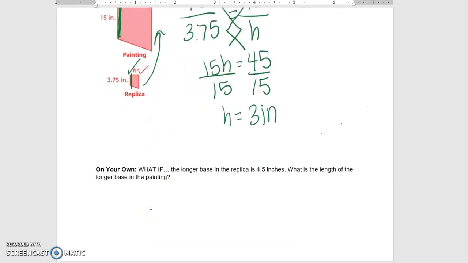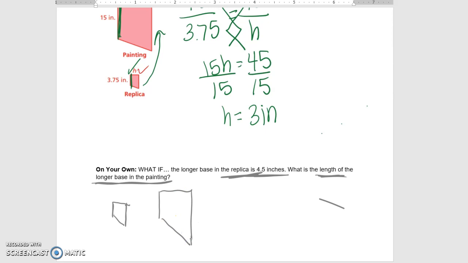Okay, so now you should have unpaused the video, and I'm going to go through this step by step, but I'm going to do this by drawing a picture. So basically they're telling you, what if the longer base in the replica was 4.5 inches? What is the length of the longer base in the actual painting? So the first thing I'm going to do is redraw my picture from up top, because I'm more of a visual person, so I can see what this will look like.